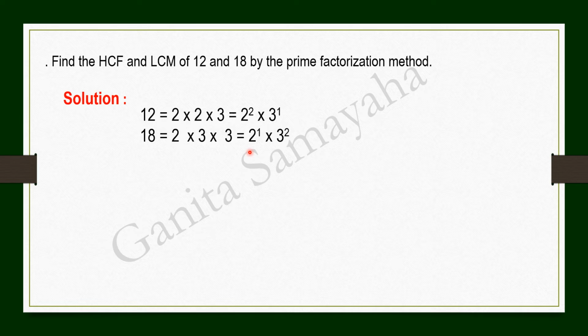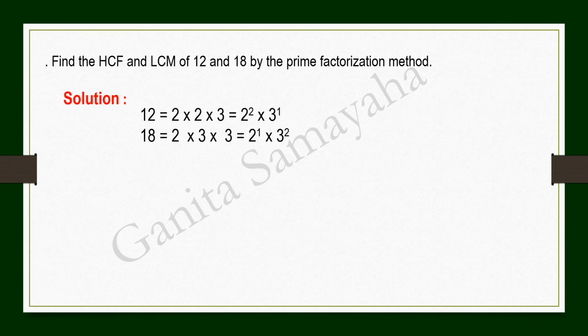Okay. Whenever we are considering the HCF, we are considering the least power. The least power will be common to both the numbers that are given to us. Okay. And here we have 3 to the power 1 and here 3 to the power 2. 3 to the power 1 is common. It belongs to both 12 and 18. So the least power will belong to both the numbers.